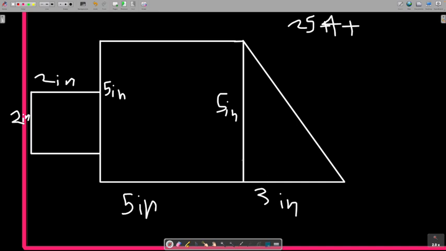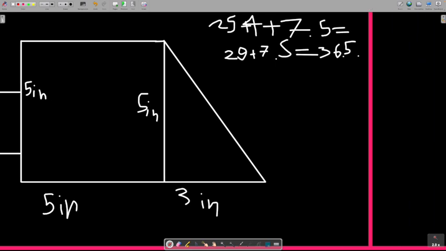And then the triangle, we know the base is 5 and the height is 3. 5 times 3 is 15. 15 over 2 is just 7.5. 25 plus 4 is 29, plus 7.5. That is equal to 36.5. And then the unit is inch squared. So the area of the compound shape is 36.5 inches squared. 2 squares and 1 triangle.